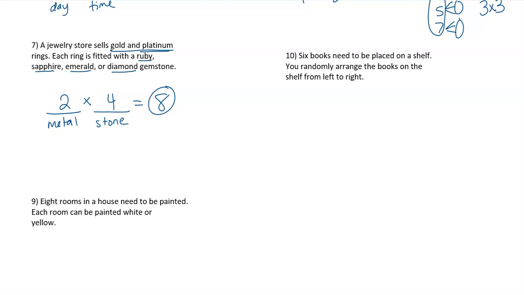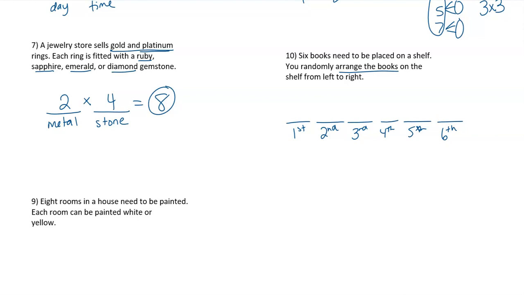Number 10 says 6 books need to be placed on a shelf, and you randomly arrange the books on the shelf from left to right. So on this one, we need to put all 6 books on the shelf. But when you think about this, I want you to think about doing this one at a time. Your first choice is which book to put in the first spot. Then your second choice is what to put in the next one. And then the third, the fourth, the fifth, and the 6th.